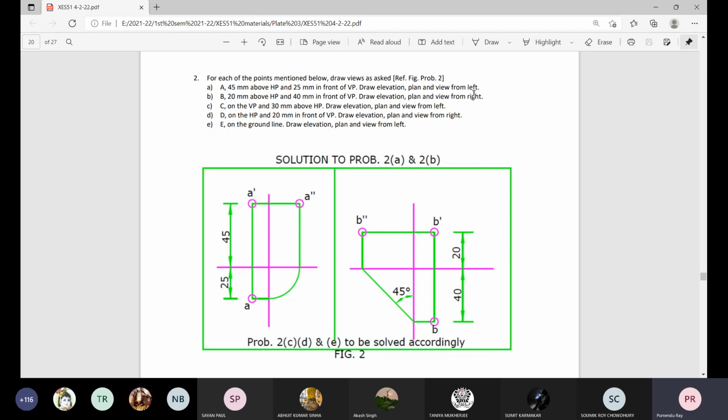Now, elevation will be above GL. What about the distance of elevation? That is the height of the point above HP, that is 45 millimeter. And 25 millimeter in front of VP, that distance will come in plan, that's the view from top. Okay. So you draw these two things first. Now I will show the steps here.